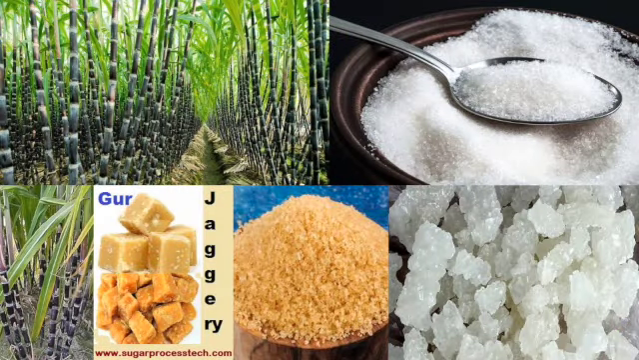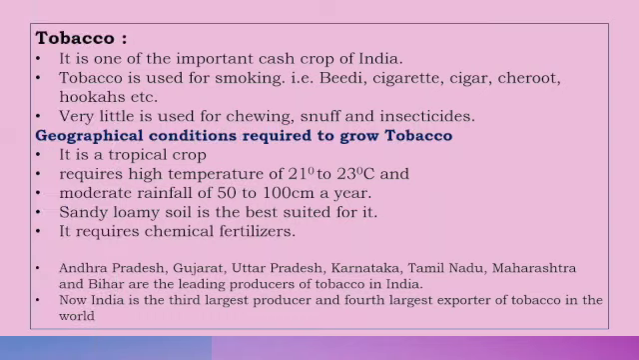Now look at the sugarcane cultivation. From sugarcane we extract sugar, gud or jaggery, then kandasari. We call kandasari crystal sugar or candy sugar. So these are extracted from the sugarcane that we produce in India. Tobacco. Tobacco is one of the most important commercial crops or cash crops of India.